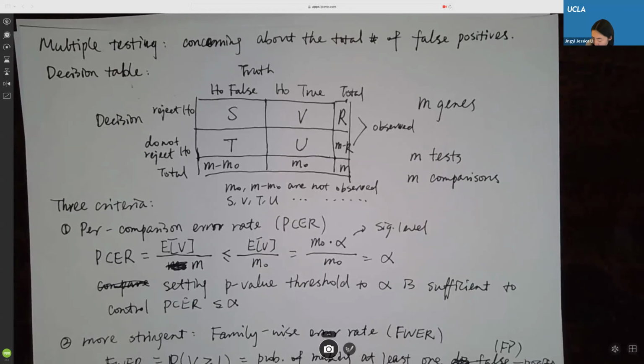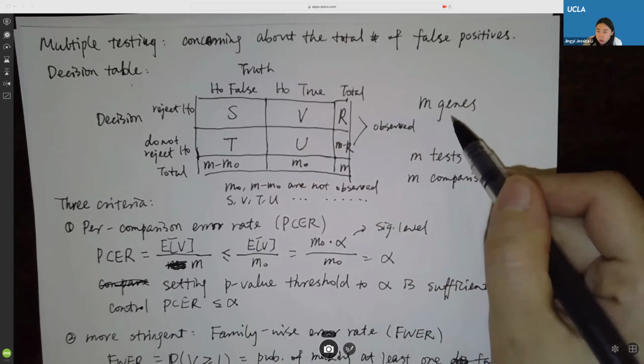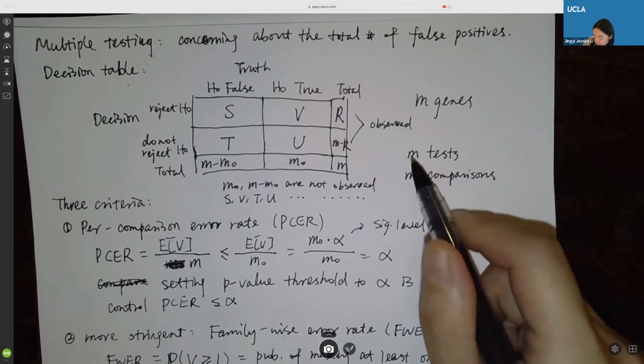The reason why we call it multiple testing is because we have multiple genes. Each gene needs one test to decide whether we find this gene a DE gene or not. In the definition of a DE gene, it means that we reject the null hypothesis that the gene has the same true expression value under the two conditions. So multiple testing means that we look at m genes in total together and we do m tests.